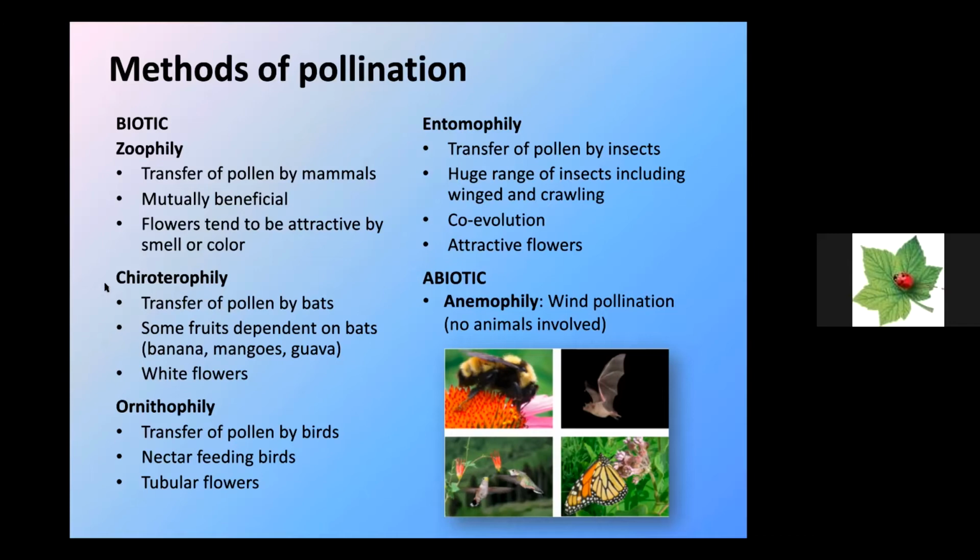And then we have abiotic, and this is anemophily, so wind pollination, where no animals are actually involved. I think corn is a really good example of that. It's the most common one that you would see where wind pollination is so important.